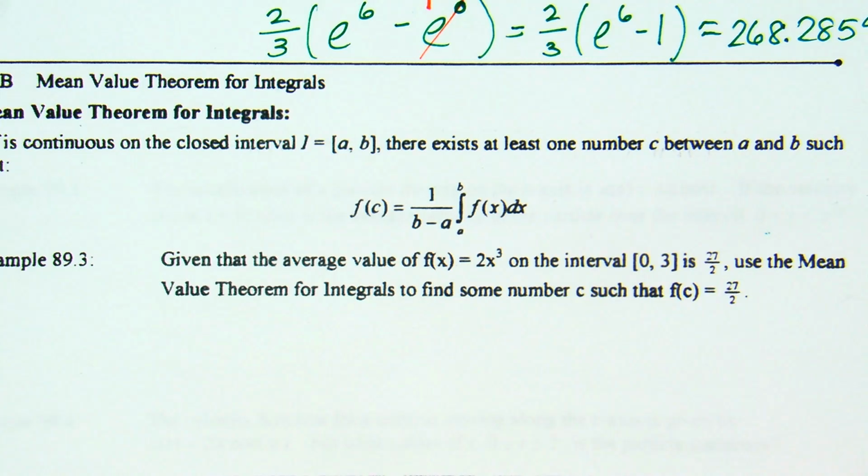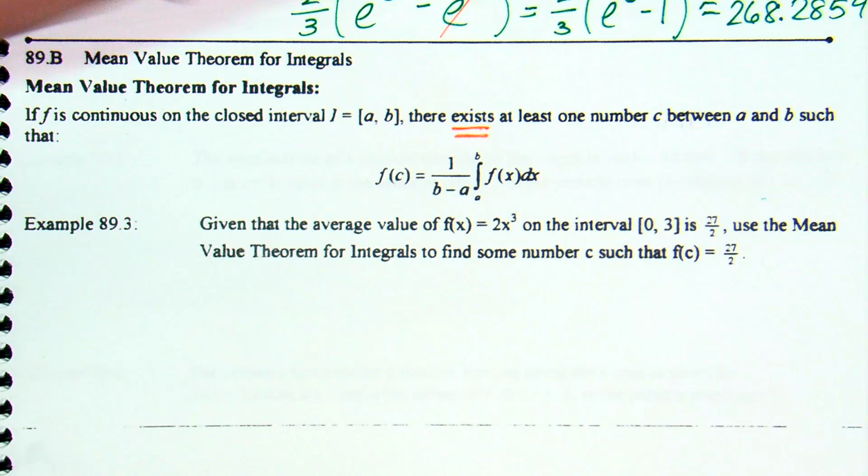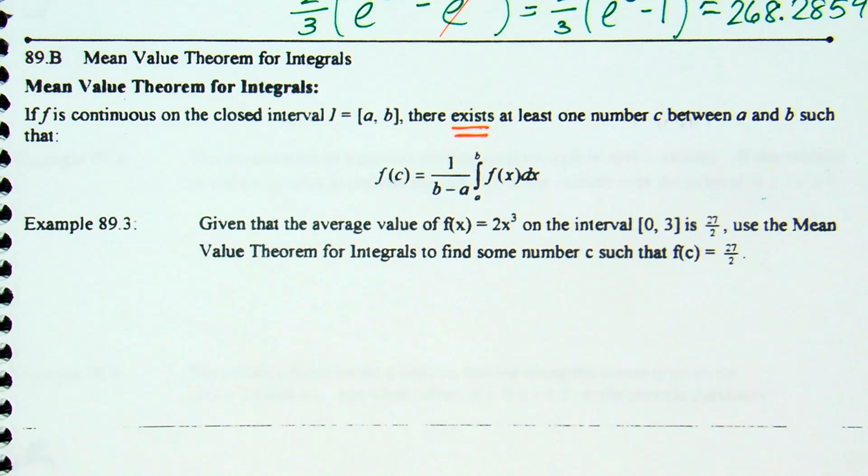The other part of our lesson today: Mean value theorem for integrals. If f is continuous, love that restriction, right, on the closed interval I, which is a to b, then there exists at least one number c between a and b such that f of c equals 1 over b minus a times the integral from a to b of f of x dx. So this is another existence theorem, just saying that something exists.